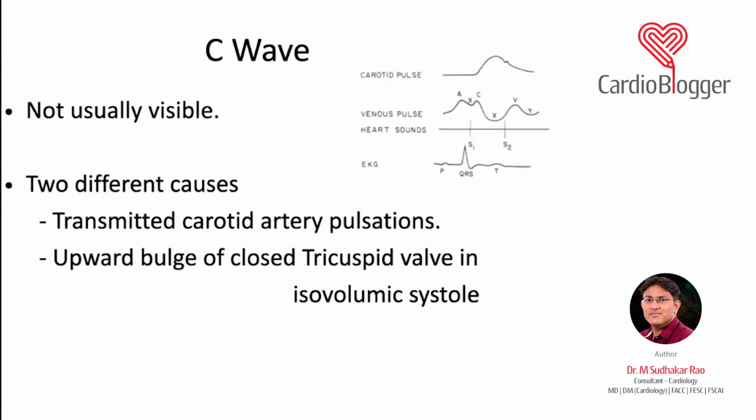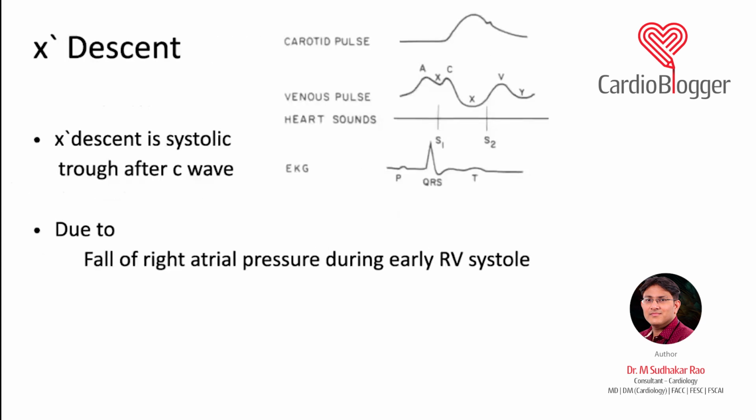After the C wave, we get something known as the X prime or the X descent. It is a systolic trough after the C wave. As I already told you, there are two mechanisms. X prime is due to the fall of the right atrial pressure, as the RA blood comes to the RV during early systole, and also the floor of the RA comes down. In atrial fibrillation, which is one of the important causes of absent X descent, the X prime is sometimes preserved. Many a time they will ask you what happens to the X prime. In atrial fibrillation, you get absent A wave, you get absent X descent, but the X prime may be preserved. This is one of the important findings.